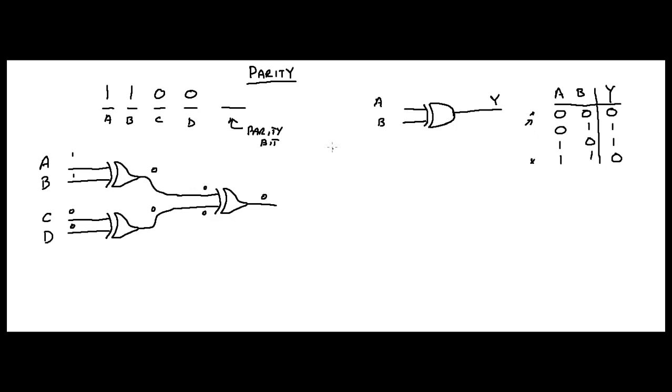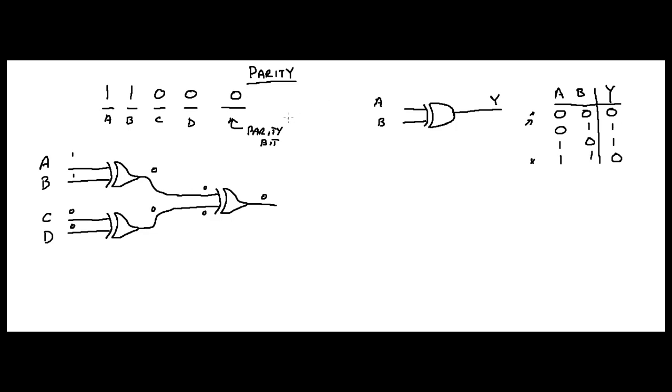Now, this circuit, as we have right here, if this is the parity bit right here, it would generate a 0 there. So that would generate even parity, wouldn't it? Because this bit would come out to be a 0, and a parity bit of 0 would mean you're using even parity, right?